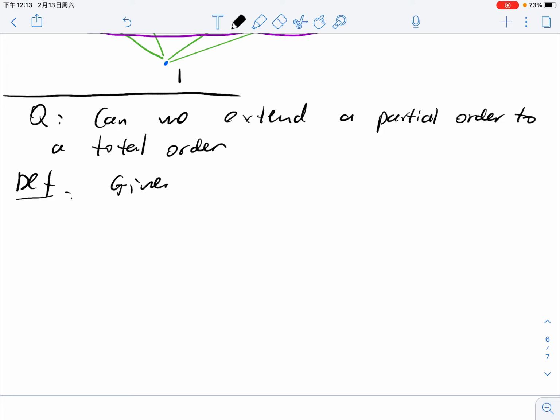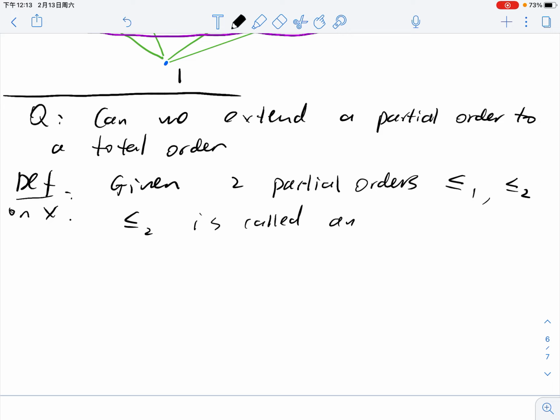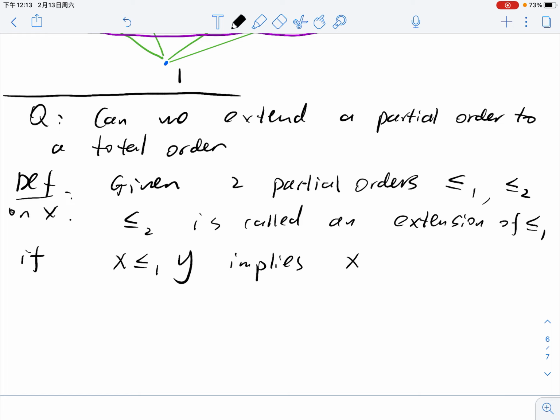So given two partial orders less than or equal to 1, less than or equal to 2 on X, the second one is called an extension of the first one if x less than or equal to 1 y implies x less than or equal to 2 y for x, y in X.